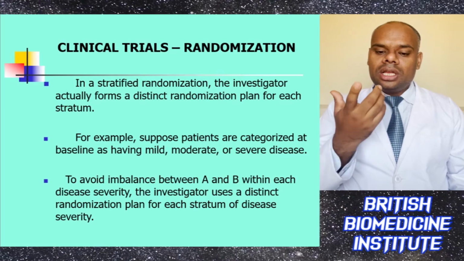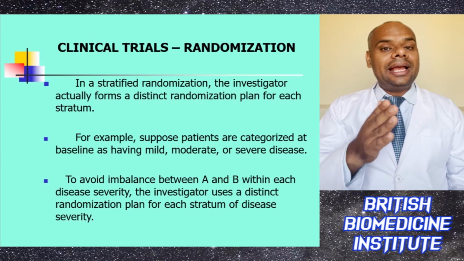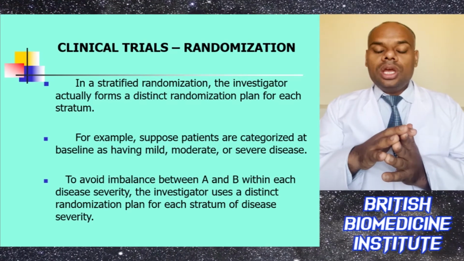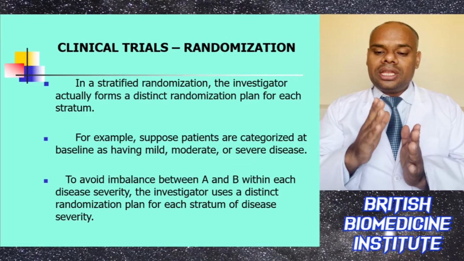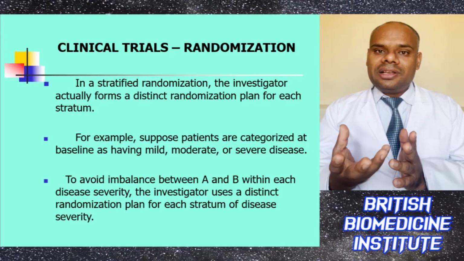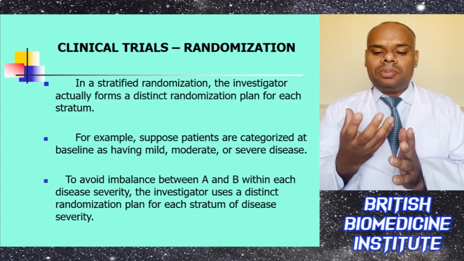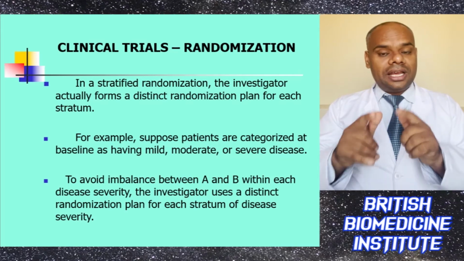For example, suppose patients are categorized at baseline as having mild, moderate or severe disease. In order to avoid imbalance between A and B within each disease severity, the principal investigator or doctor uses a distinct randomization plan for each stratum of disease severity.